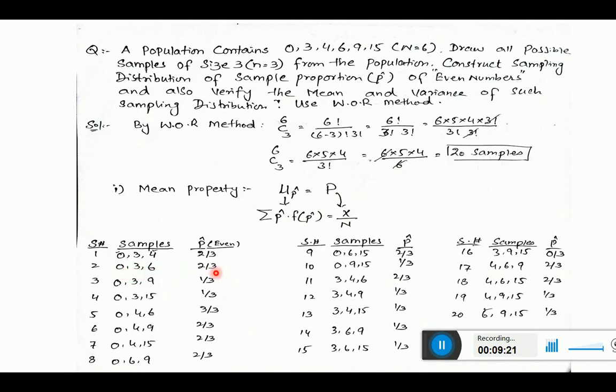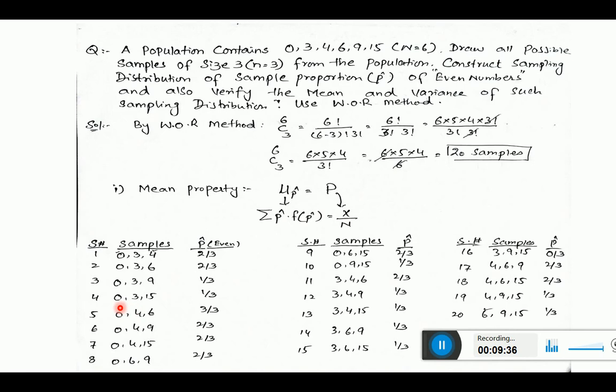Again, 2 divided by the total numbers, 3. Then take 0, 3, 9. 0 is an even number, only one. 3 and 9 are odd numbers. So only 0 is an even number, 1 divided by 3.